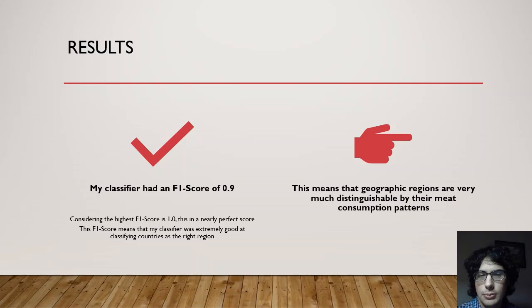This F1 score means that my classifier was extremely good at classifying countries to the correct geographic region they were in. And what this result shows is that geographic regions are very much distinguishable by having unique meat consumption patterns. Like if you live in Africa or Asia, the proportions of what meats constitute your meat consumption are going to be very different.